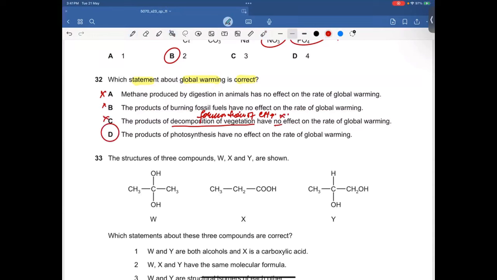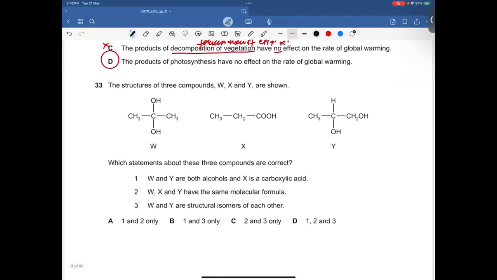The products of photosynthesis have no effect on the rate of global warming. That's true. Photosynthesis is basically the formation of glucose, and along with the formation of glucose, you will get oxygen gas. So oxygen has no effect on global warming, and neither does glucose.